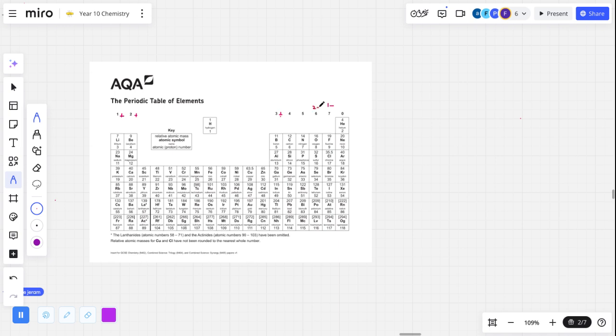Now, there are reasons for this. This you should have done in atomic structure, but when it comes to working out ionic formulas, that's literally all you need to know. Okay, so, well, how do we do it?